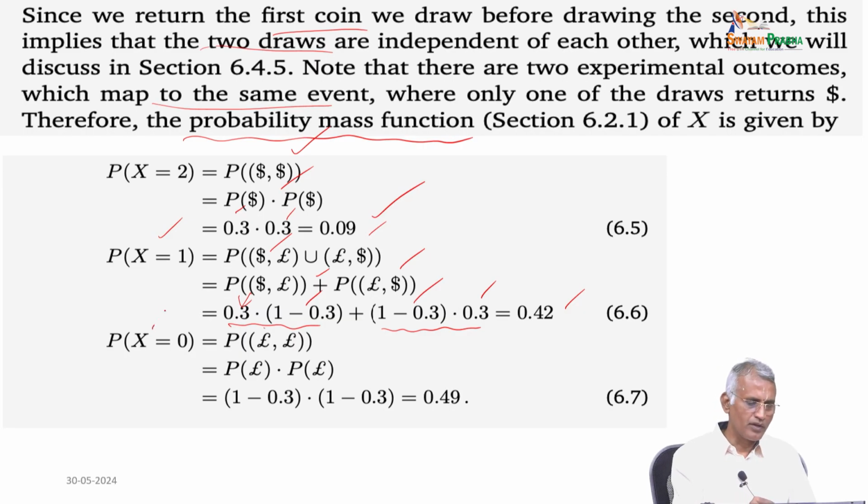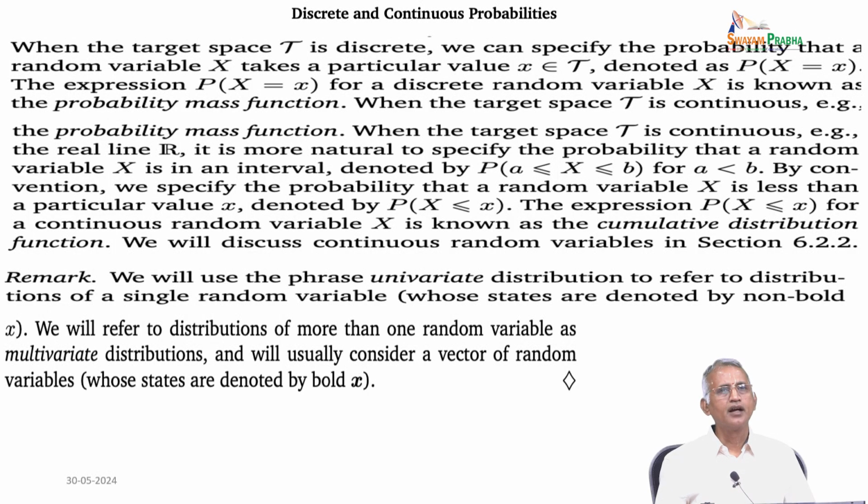Now, the probability of no dollar occurring means the probability of pound. So, probability of pound, pound is probability of pound into probability of pound, because they are independent. Probability of pound is 1 minus probability of dollar, so 1 minus 0.3. Similarly, the probability of pound is 1 minus 0.3. If you multiply them together, you have 0.49. So, this way we can get the probability mass function. I hope you can understand the meaning of mass function.